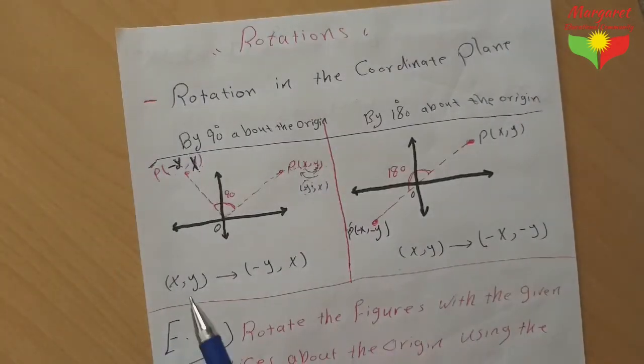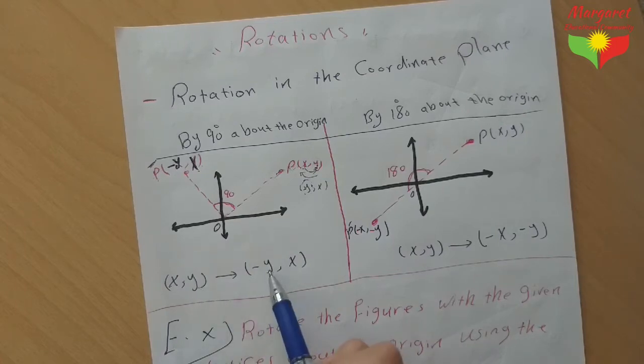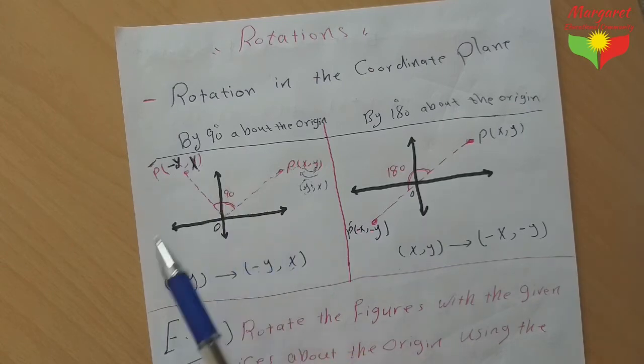So if we have a vertex x y and are asked to find the rotation by 90 degrees about the origin, change x y to minus y and x.